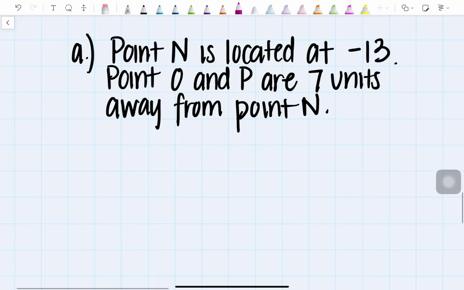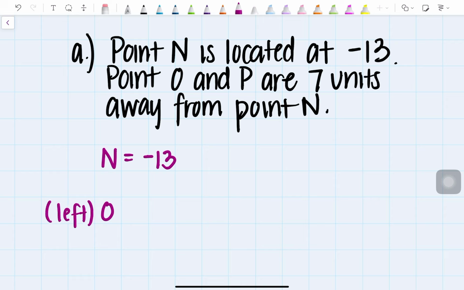So let's start. First things first, the information they're telling us is that N is located at -13, which means N is equal to -13. There are 2 other points that we want to locate, point O and point P. They are telling us that each of those points is 7 units away from N, which is -13. So, let's say O is on the left.